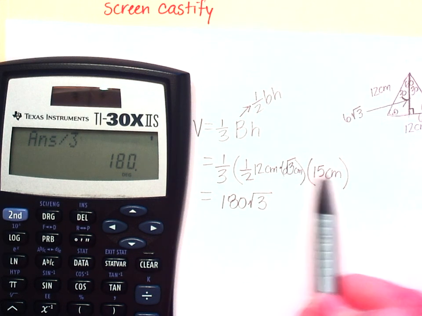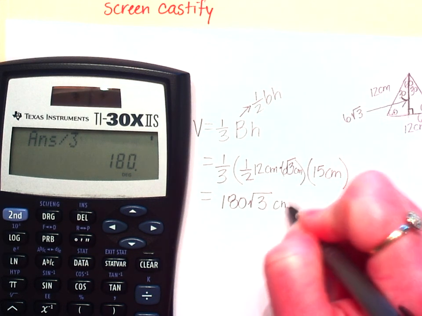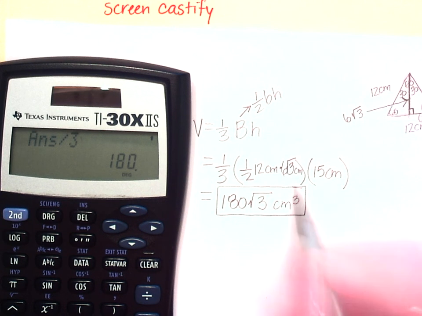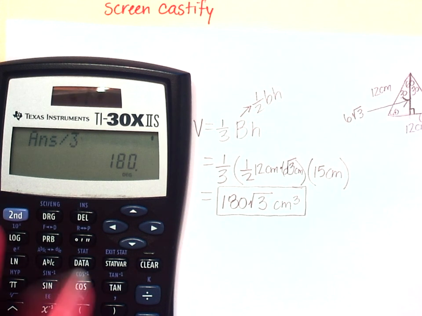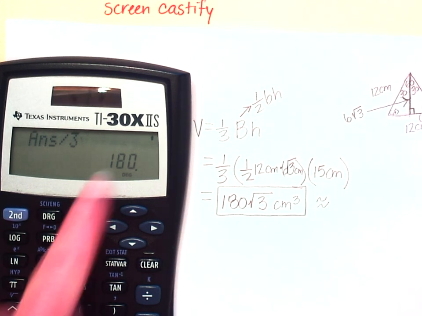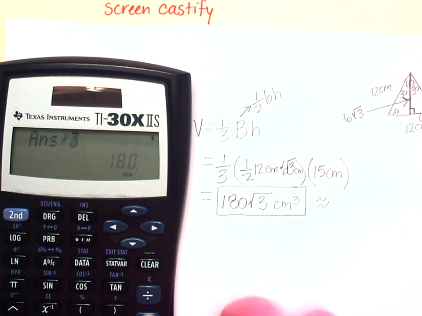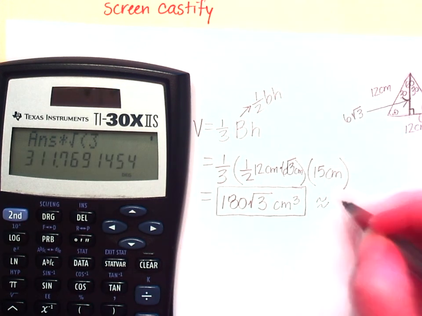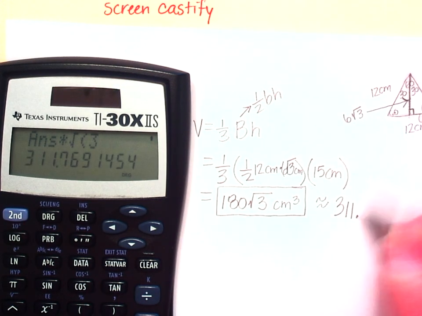Centimeters times centimeters times centimeters is centimeters cubed. This would be our exact answer because we have not rounded anything. If we want to figure out what that is approximately, take your 180 and multiply it by the square root of 3, and we get approximately 311.8 centimeters cubed.